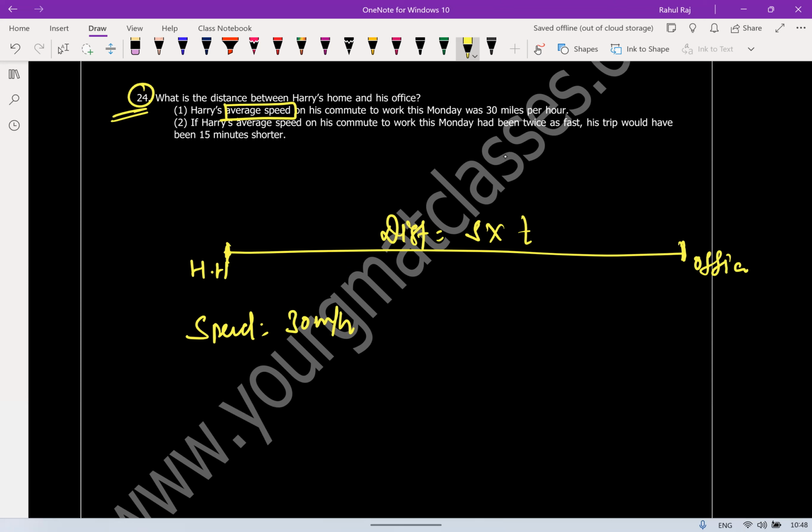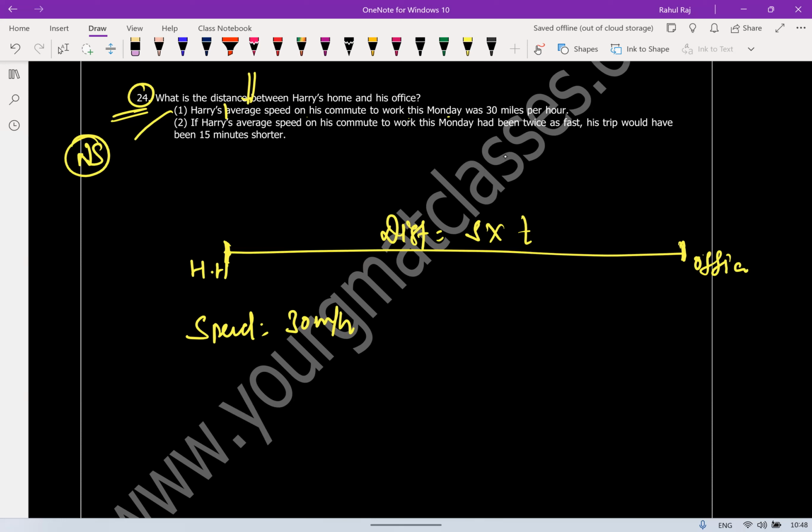When there are intervals, A to B at 30 miles per hour, B to C at 50 miles per hour, then average speed comes as total distance by total time. But here they are just trying to confuse you by saying that Henry's average speed on his commute to work this Monday was 30 miles per hour. So they are talking about just one speed from home to office. Either you say it as speed or average speed, that doesn't matter at all. So option number 1 gives you just a speed, so it's not sufficient.